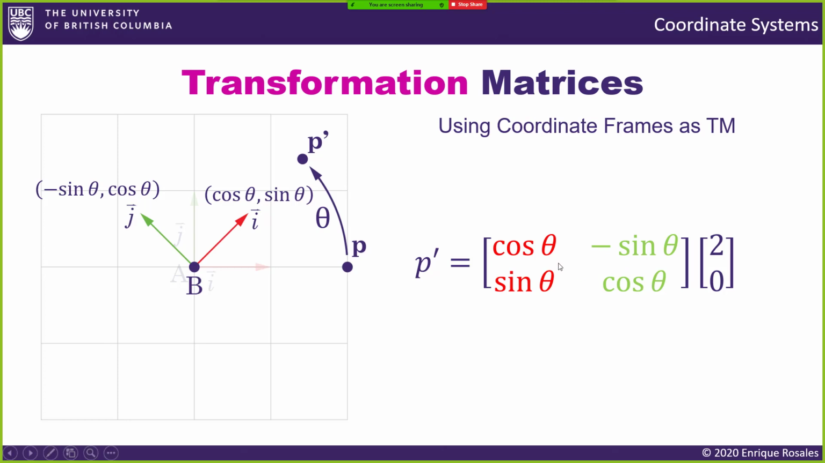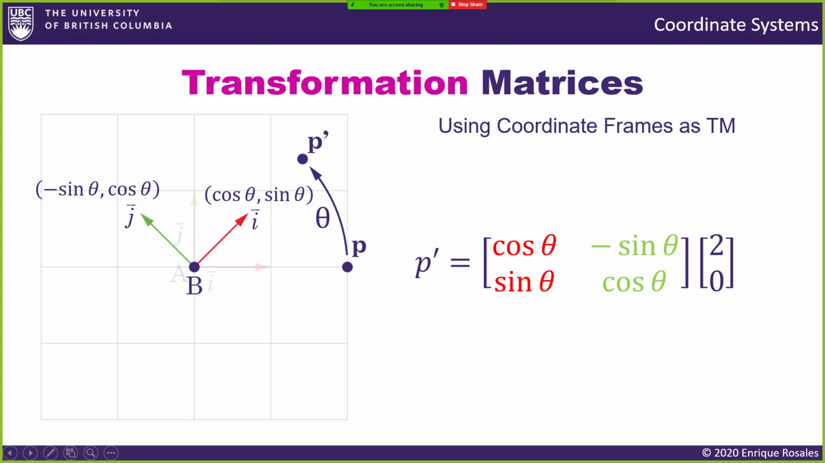Okay, so everyone agrees with this, right? If you take this matrix whose column vectors are the basis vectors of this coordinate frame that is turning, and you multiply by the original coordinates, what you obtain is the point P prime, which is a rotation by theta degrees.